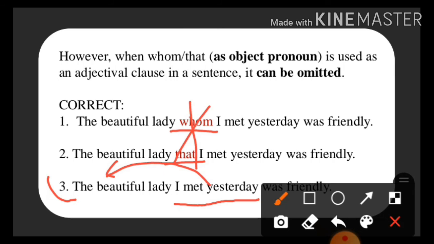Jadi ingat, kalau who atau that itu fungsinya sebagai subjek, maka jangan dihilangkan. It cannot be omitted. Tapi kalau dia fungsinya sebagai object pronoun, dia boleh dihilangkan atau it can be omitted. Karena nanti fungsinya tidak akan berubah walaupun dihilangkan. Seperti itu.